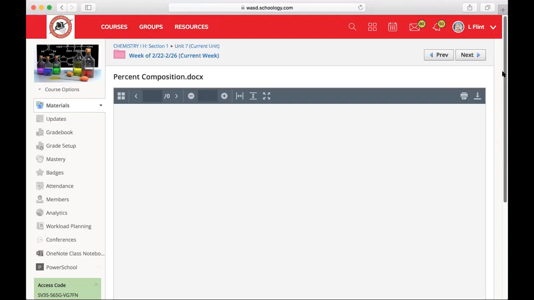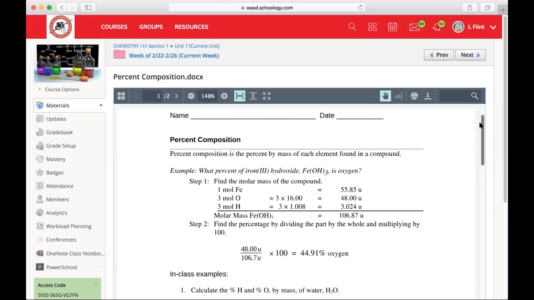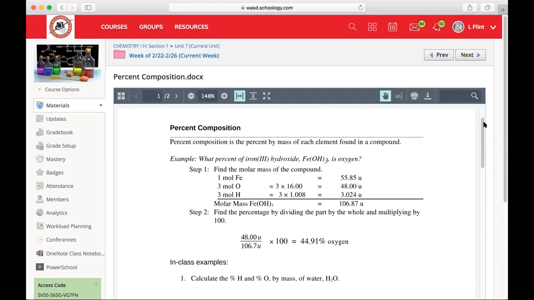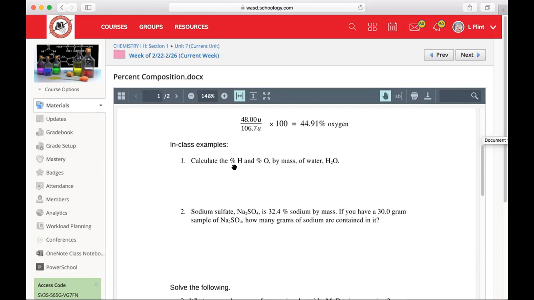And it has examples of calculating percent composition for different compounds. If this thing will ever open. There we go. So there's an example at the top about percent of oxygen in iron 3 hydroxide. But these 2 examples of water and sodium sulfate are very useful and very good examples.